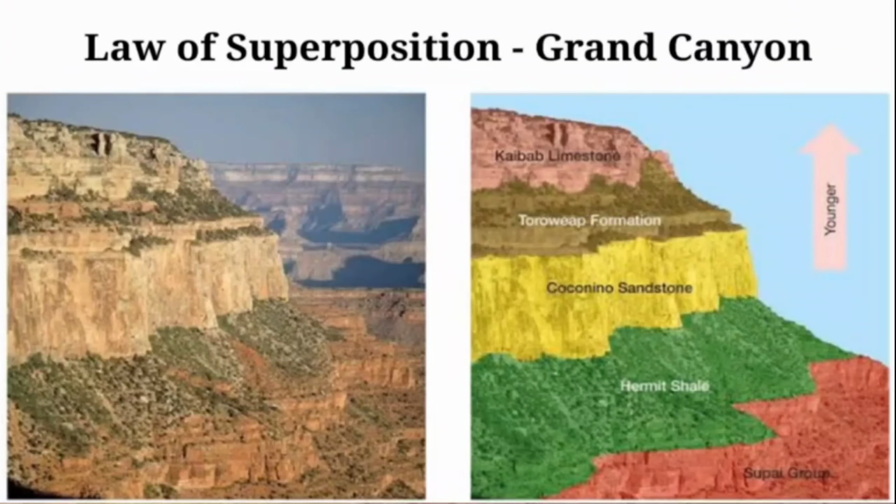So if I were to ask you, which among the different rock layers is the oldest? Very good. So the oldest is the Supai Group. What about the youngest? Okay, very good. The youngest is the Kaibab limestone. So this is an example of the law of superposition.